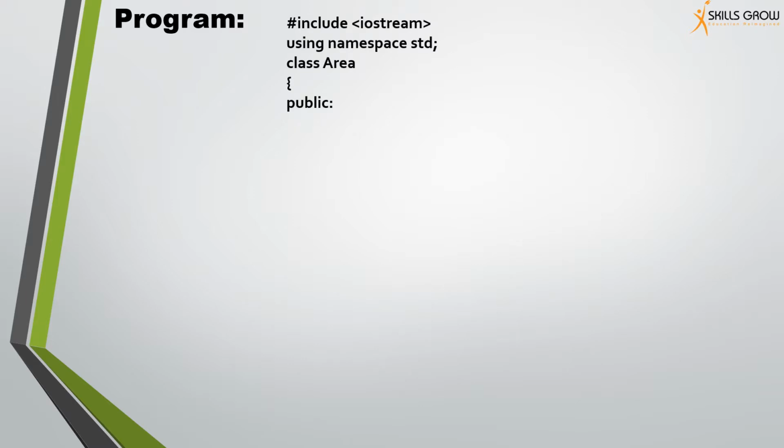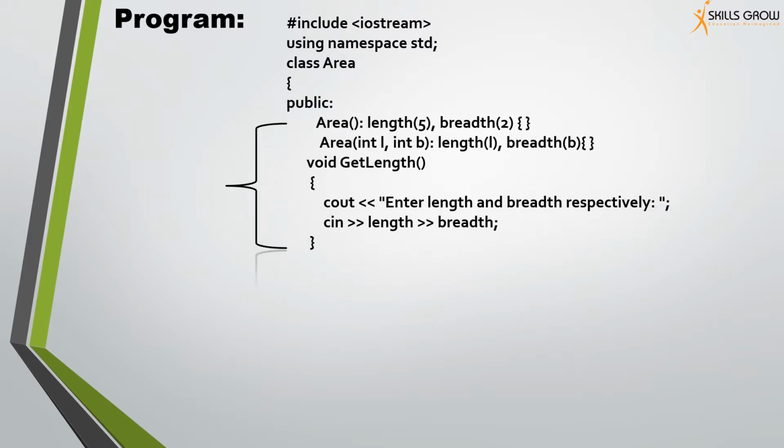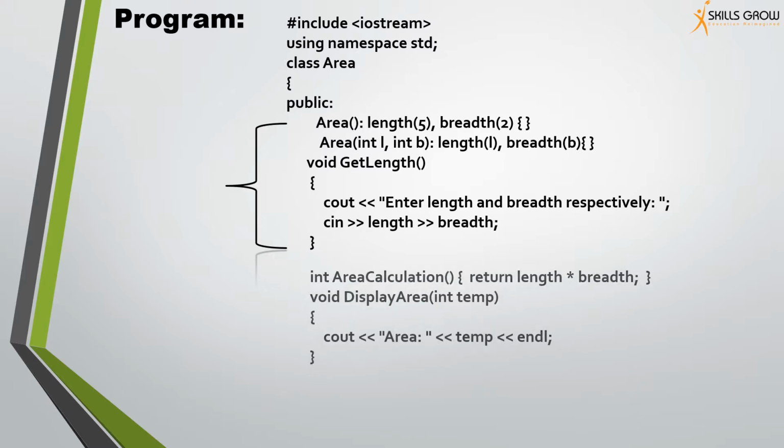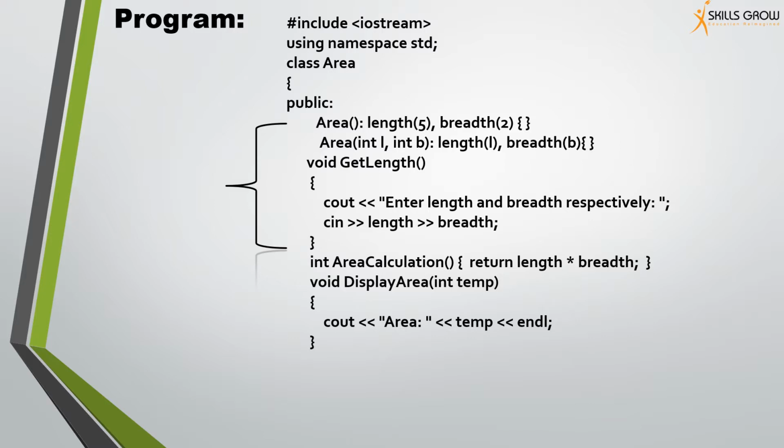Here, in an example program, we can see the area class, and the constructors are declared as area with default length and breadth, where we have already given the values. The second constructor is not given the values and asks the user to enter the length and breadth. The area calculation function returns the area, and the display area function shows the calculated area. Here, length and breadth are the private data members.